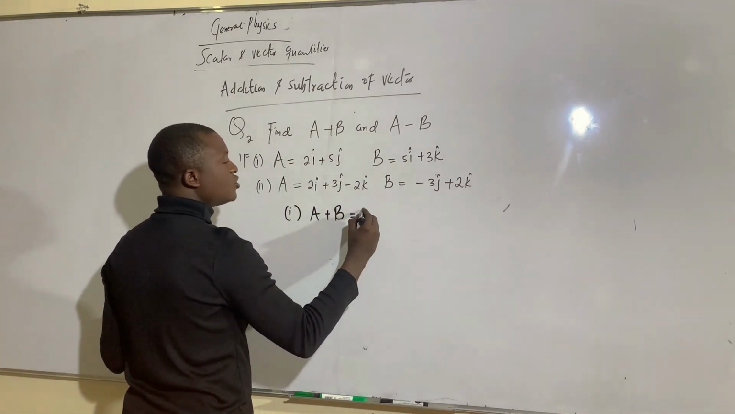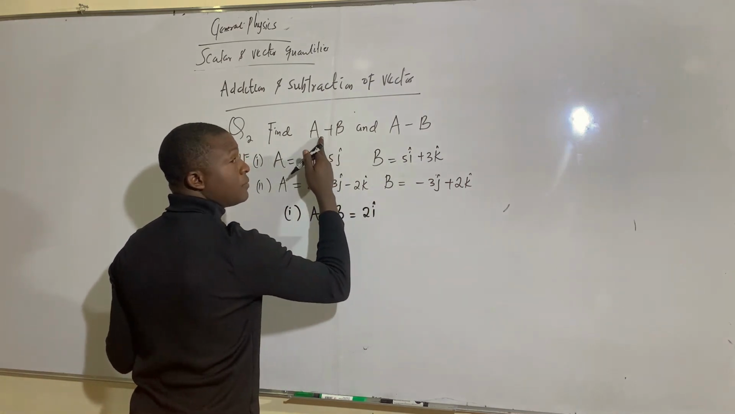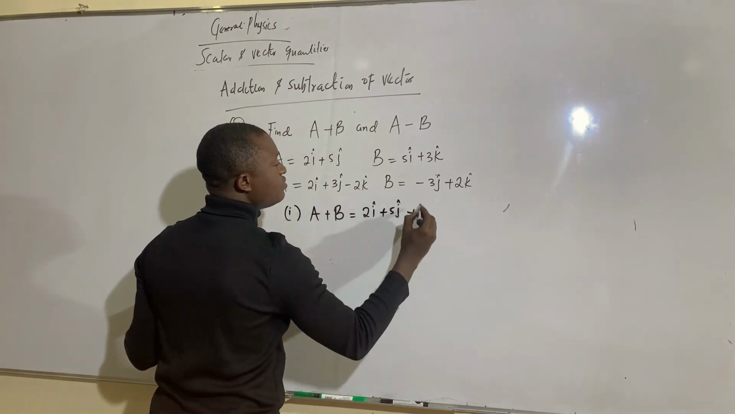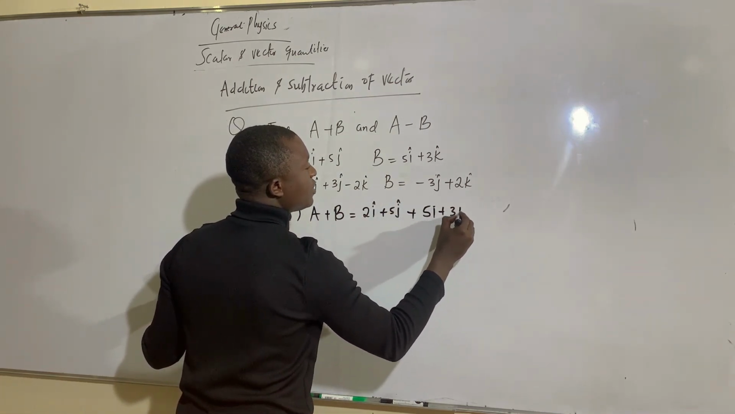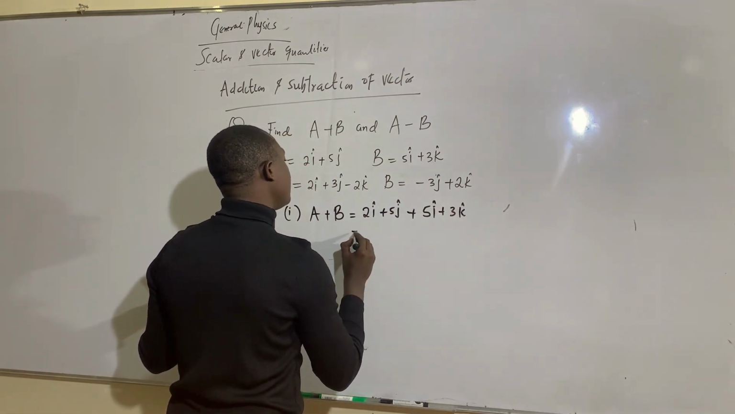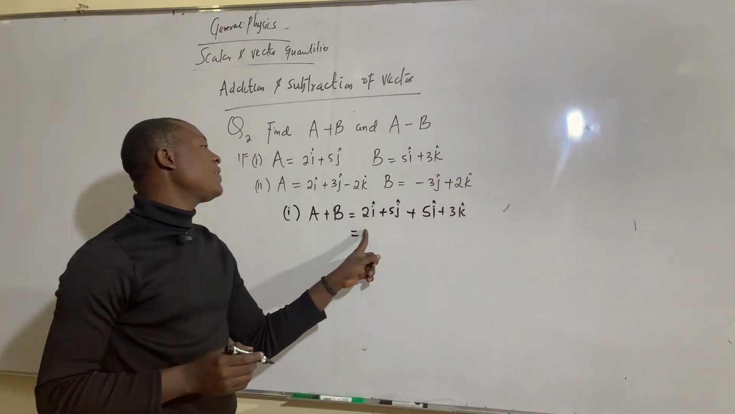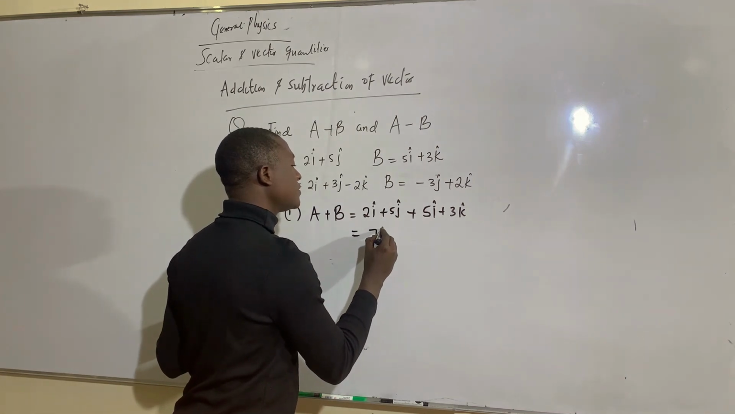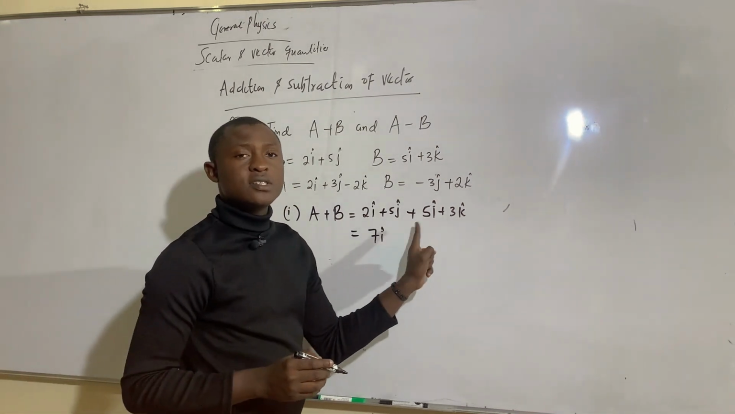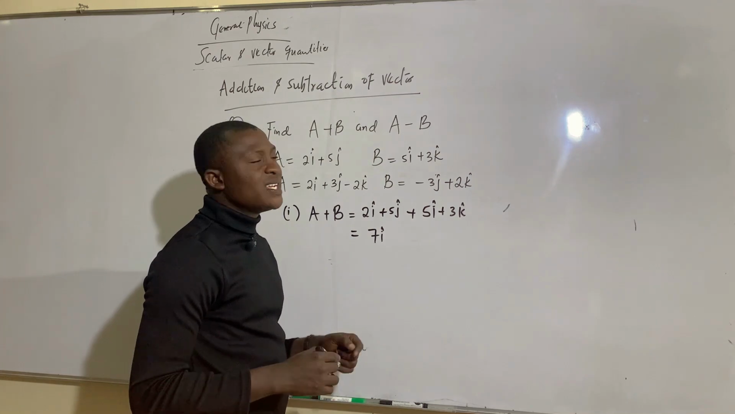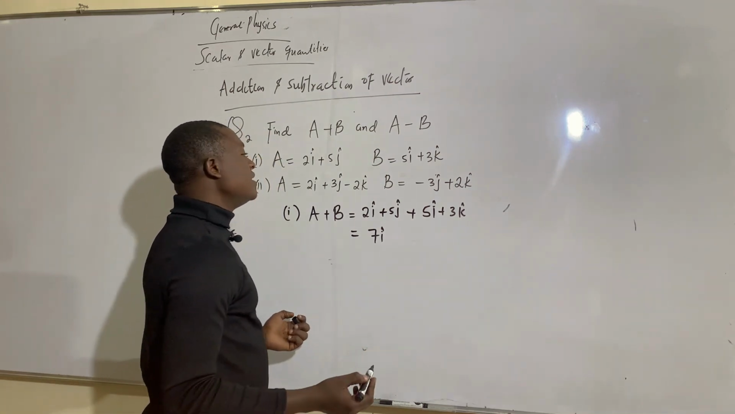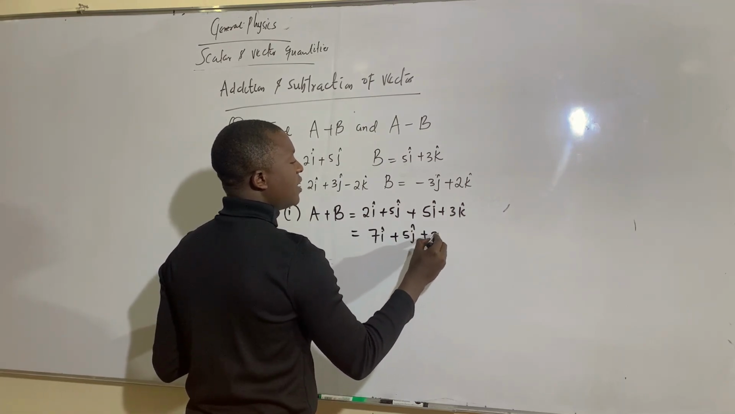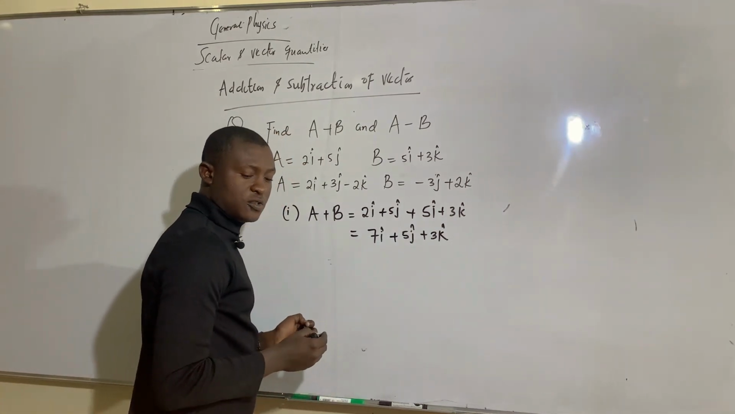So a is 2i. I'm firstly looking for a plus b: 2i plus 5j, then plus b, which is 5i plus 3k. I told you, just match the ones that have the same direction together. If you look at it, i for i. So 2i plus 5i, definitely I will have 7i, right? But this is j, this is k. Can we add them together? Definitely no, because they have different directions. So that means I can just have 5j plus 3k. So please don't confuse yourself about this one.